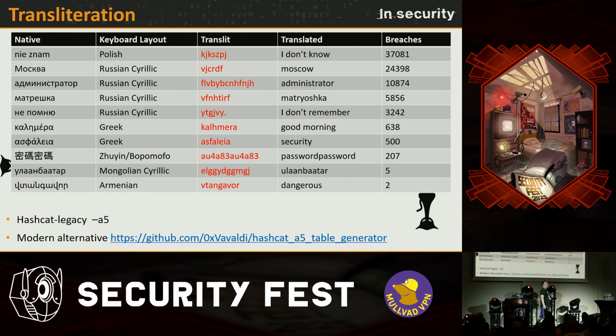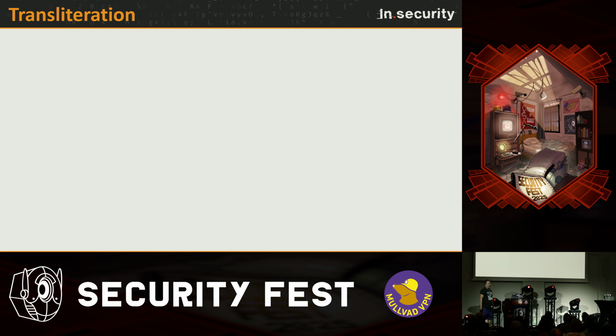These were called table lookup attacks that you could do in hashcat legacy. It was attack mode 5. But there is now a very good modern alternative. So if you are looking at doing these types of attacks, you can build up your lookup tables and use them to transliterate to whatever your target country, language or character set of choice is. And depending on the data set you're analyzing, you'd be amazed at some of the results you can get.